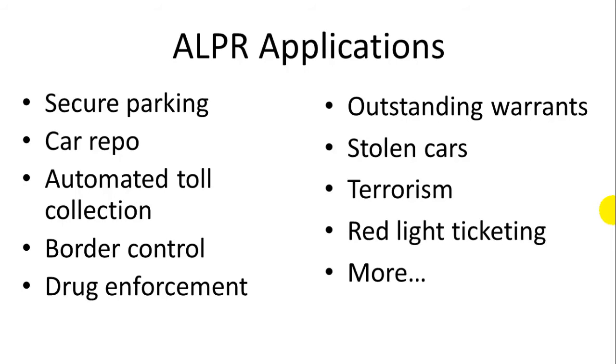So some of the applications for ALPR include secure parking, car repossession, automated toll collection, border control, drug enforcement, detecting cars that have outstanding warrants, finding stolen cars, tracking terrorist suspects, and simply red light ticketing, which we all hate. And there may be more applications for ALPR technology as time goes forward.